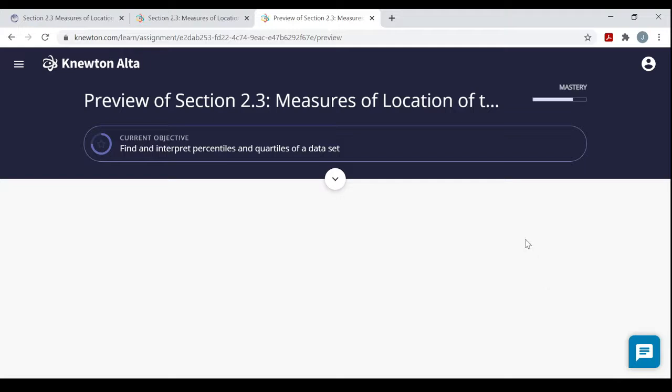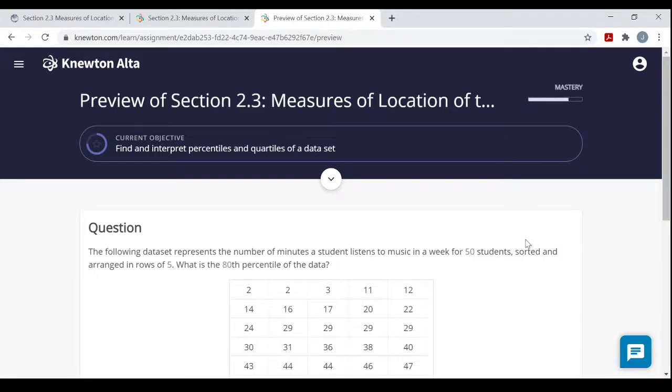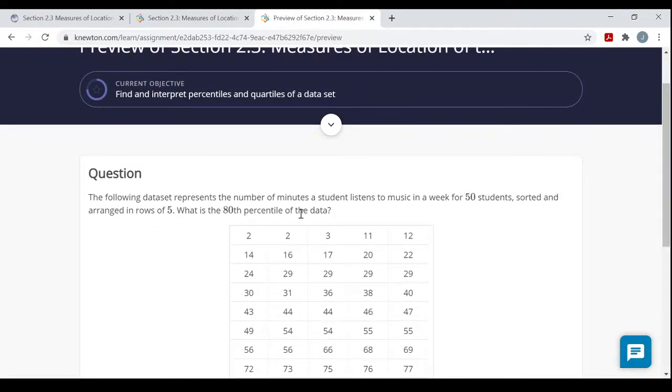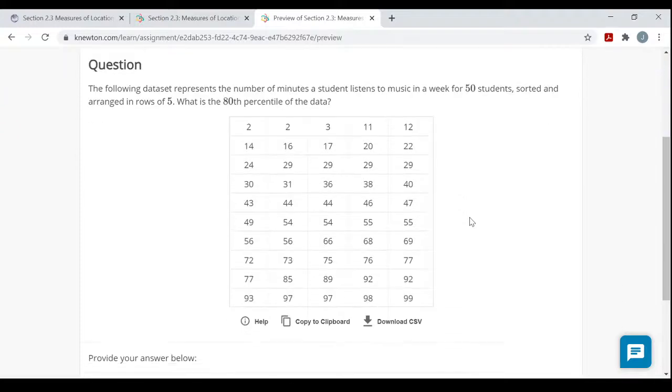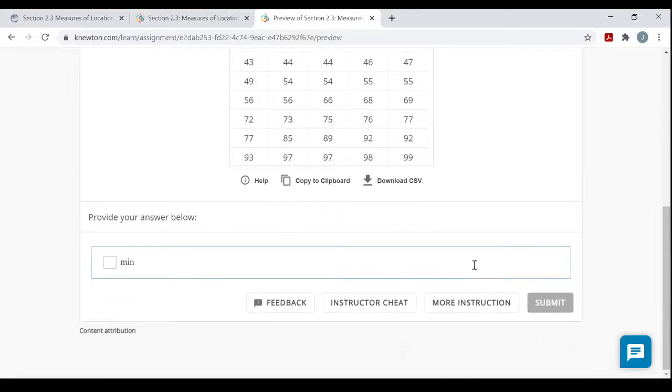All right, then I think there's one more, which I'm just going to do the instructor cheat on because it's the same stuff. 80th percentile again. So just pay attention to if the word percentiles or the word quartiles is in there, and also pay attention to how many values there are, and make sure they're in the correct order. Make sure they're in order from least to greatest.